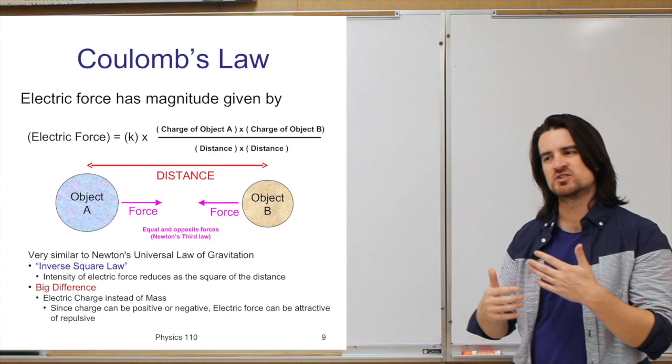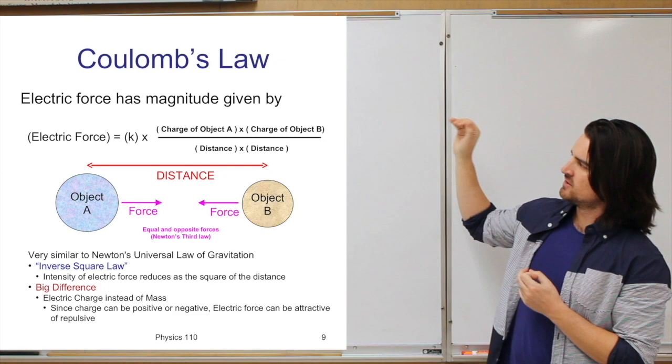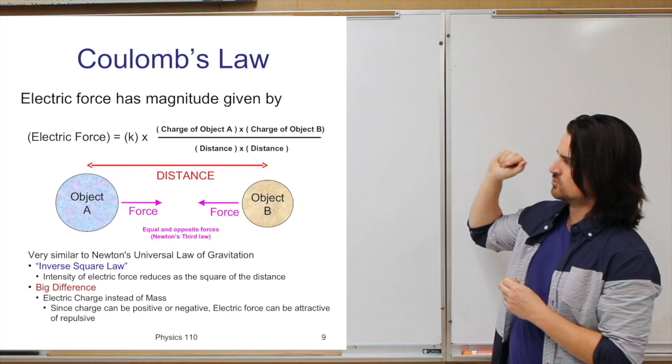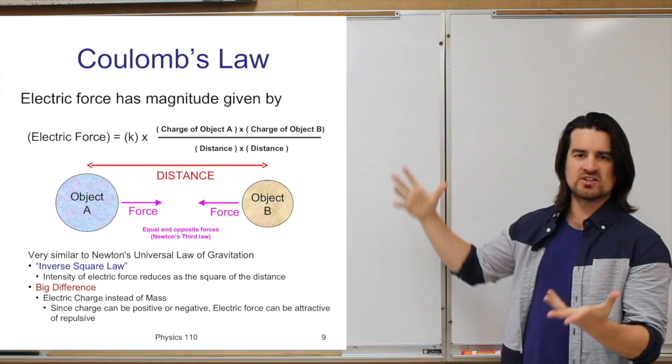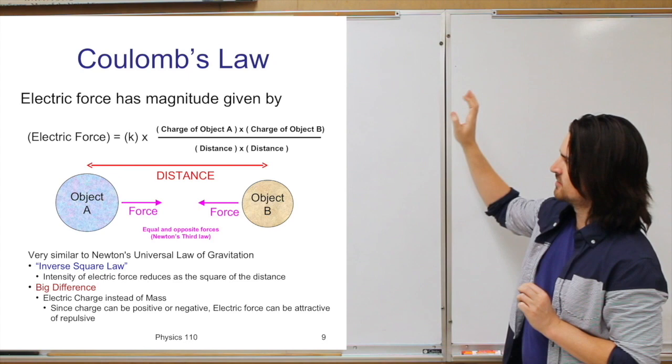It turns out that the amount, the magnitude, and even the direction of the electrical force between two charged objects can be calculated using Coulomb's law. So there's some stuff in here. The K is just a constant number. You don't have to worry too much about what K is, it's just a number. But the things that vary for the electrical force are the amount of charge on one object, the amount of charge on the second object, so object A and object B, and then the distance between those objects.